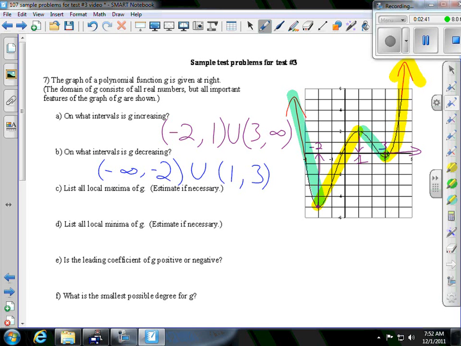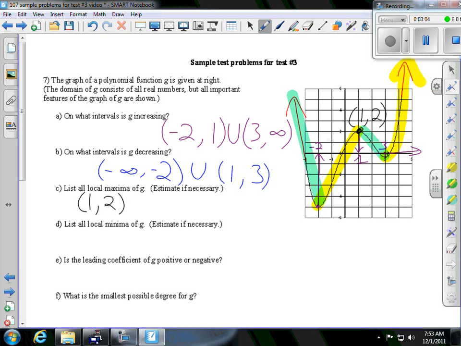C, list all local maxima of g, estimate if necessary. Maxima are just the highest points on the graph. And the only highest point that I see is this one right up here. The coordinates look like (1, 2). And that's the only point that's higher than nearby points. So (1, 2) is the only local maximum.